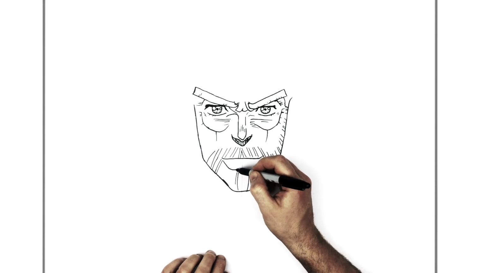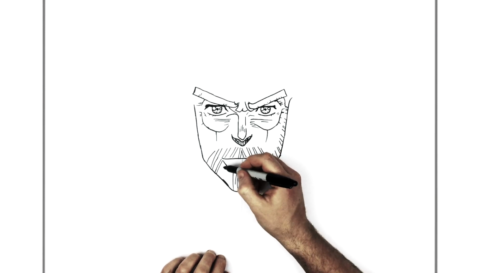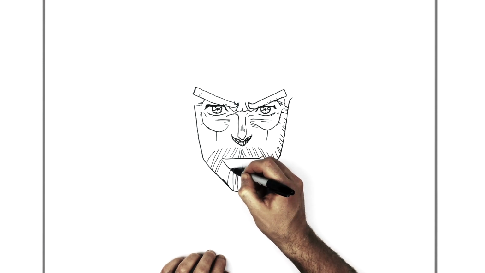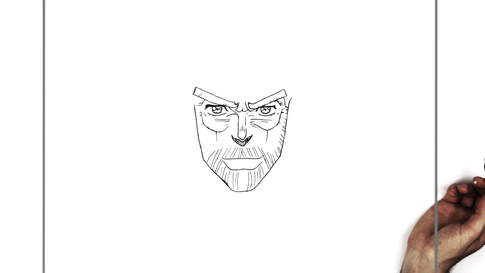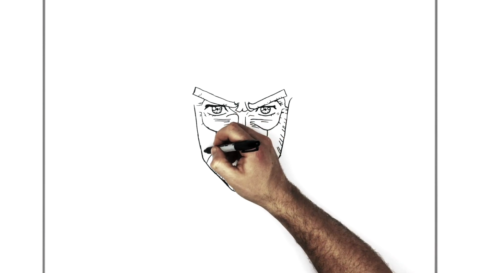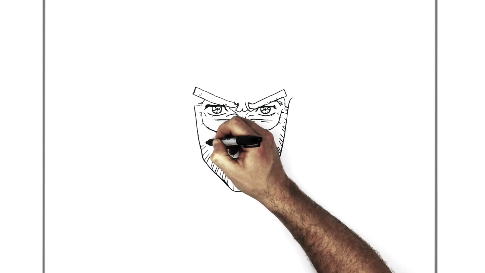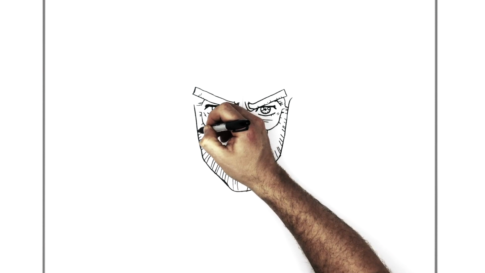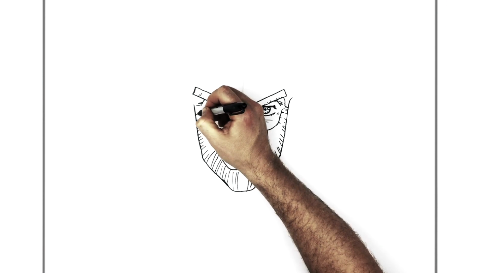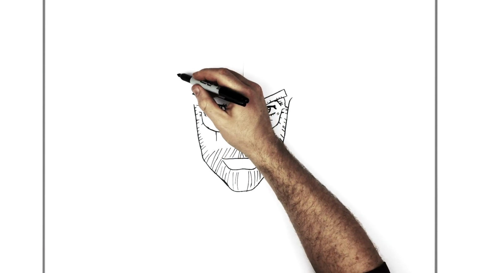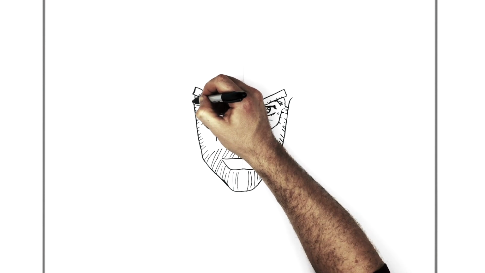And keep going down around his face. Like so. And up the other side of his face. It kind of gets smaller as we go up. And we have a bit more of a sideburn just here.